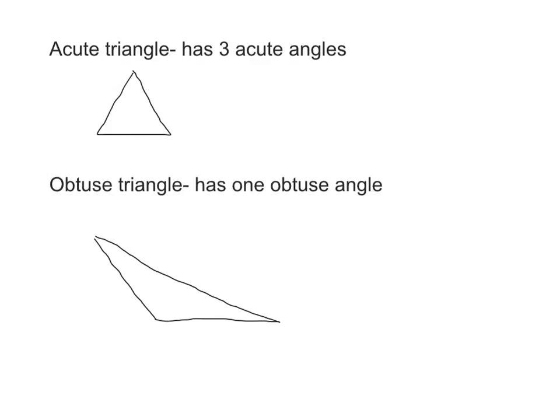Hello, boys and girls. Today we are going to review a bunch of shape names. We're going to start with our triangles. And the important thing to remember when looking at an acute triangle and an obtuse triangle is remembering what that vocabulary means. There are three types of angles.